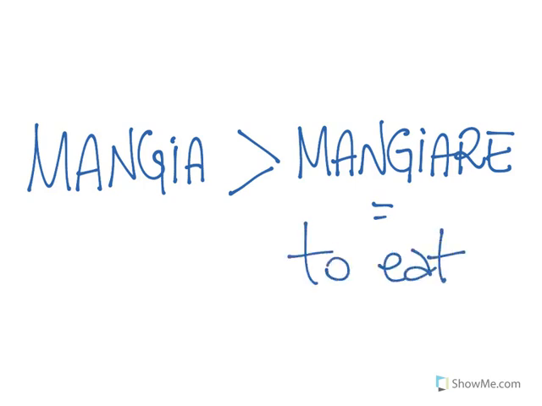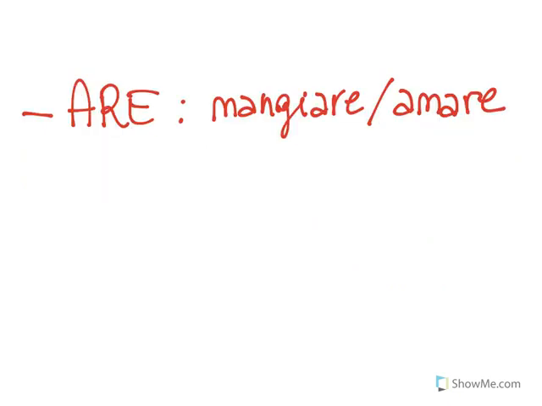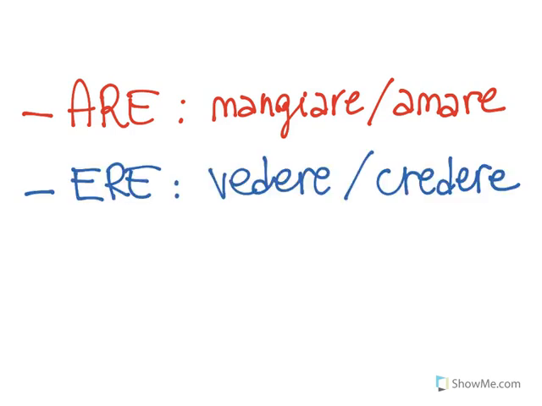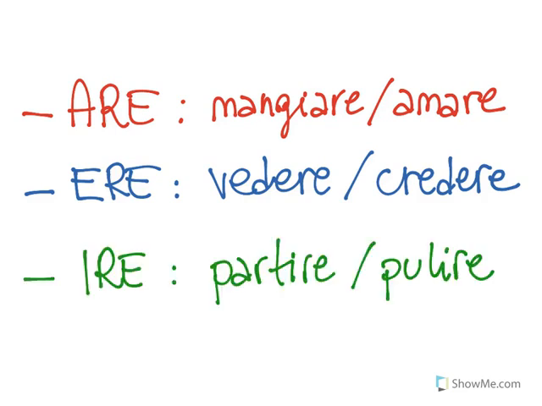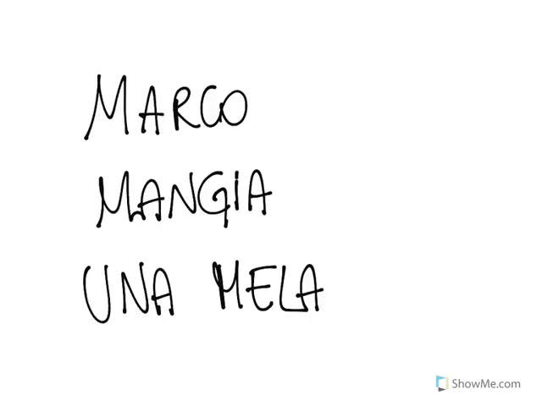As you probably remember, Italian verbs can be divided in three groups when looking at their infinitive form. We thus have verbs ending in -are, like mangiare, amare, giocare, verbs ending in -ere, like vedere, credere, and verbs ending in -ire, like partire and pulire.